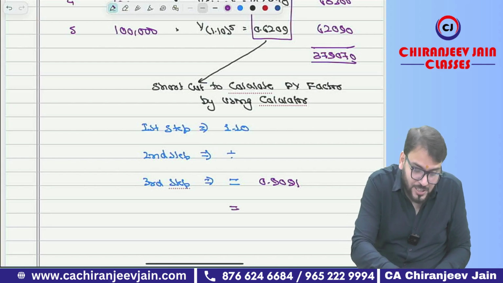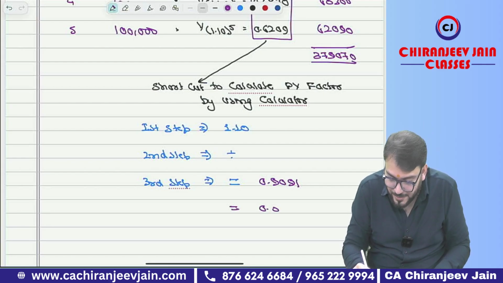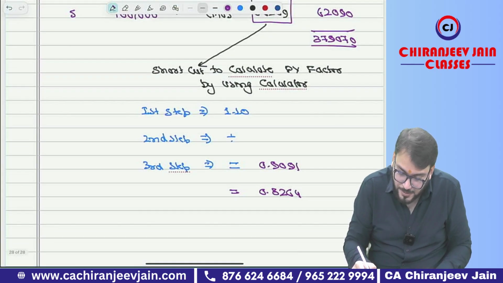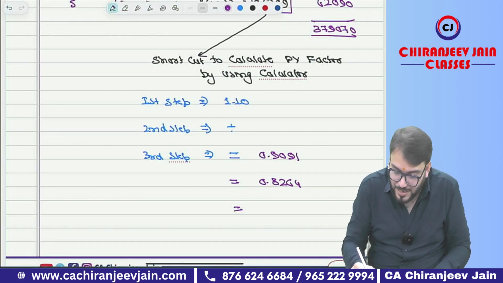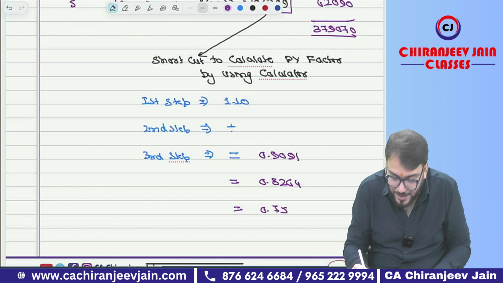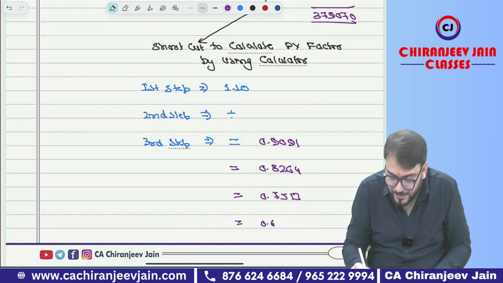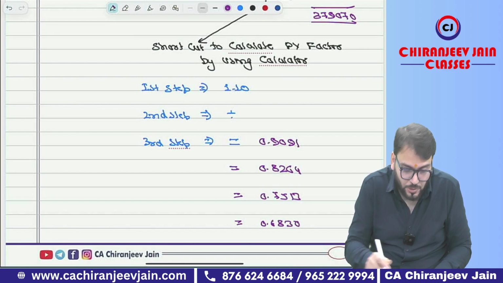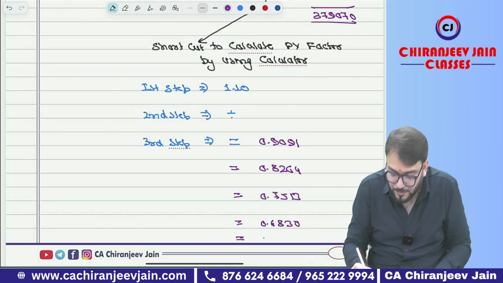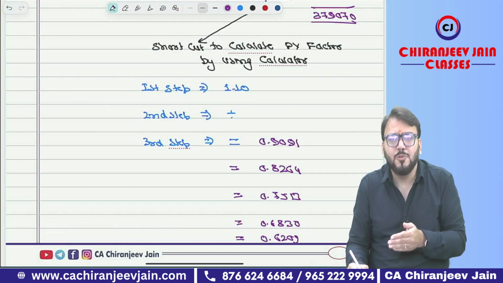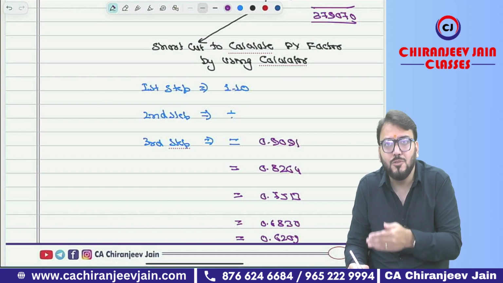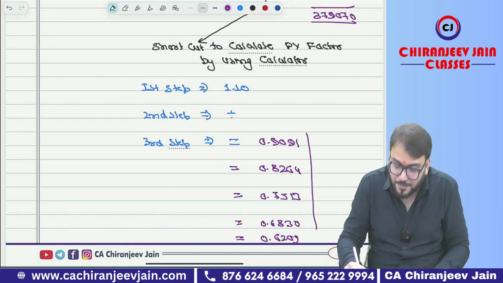Then second equal to, we are getting 0.8264. Then third equal to, we are getting 0.7513. Then fourth equal to, we are getting 0.6830. Then fifth equal to, 0.6209. And then so on. If you want for 6 years, 7 years, 8 years, you can calculate. This is present value factor.